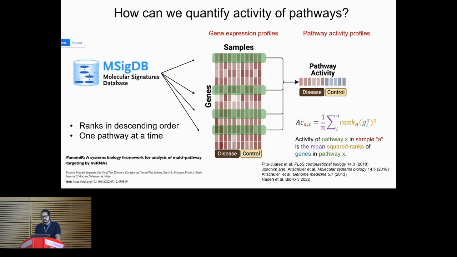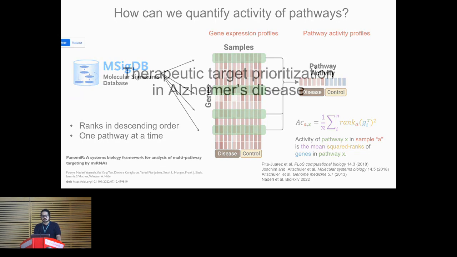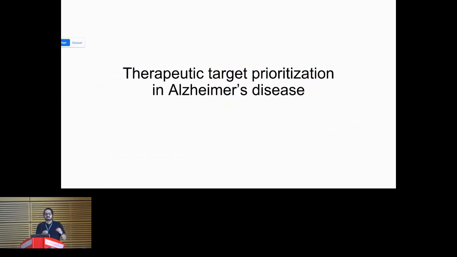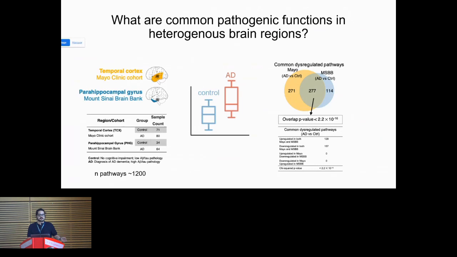So now I applied this platform to therapeutic target prioritization in Alzheimer's disease. Having activity of pathways quantified, we can perform a series of analyses, including determining what pathways are dysregulated based on linear models, or understanding what are the common pathogenic functions in heterogeneous brain regions of Alzheimer's disease, which we know are affected differently. So for this question, I analyzed temporal cortex data set from the Mayo Clinic cohort of Alzheimer's disease patients and parahippocampal gyrus from the Mount Sinai Brain Bank cohort, and compared AD subjects versus control subjects to determine dysregulated pathways. We found that there were 277 pathways that had significant dysregulation common in both brain regions.